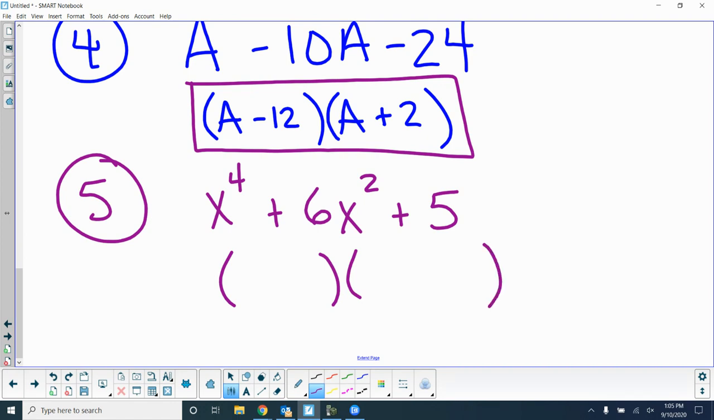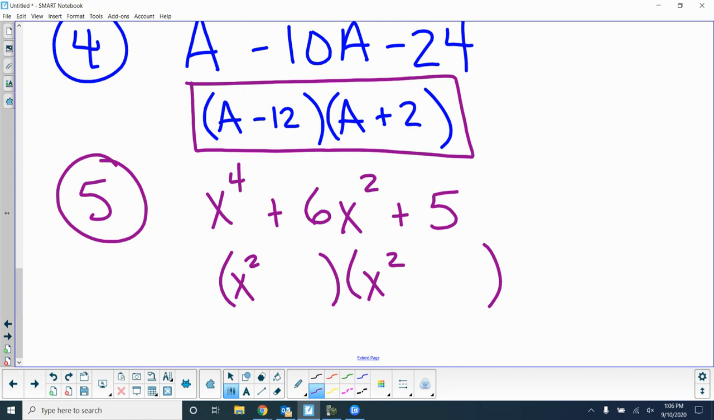Okay, so when it's x squared, we go x times x. Well, for x to the fourth, what do we do? Yeah, just cut it in half. x squared times x squared. But a lot of people see this 4 and this 2 and they're thinking, well, it's different. No different. And then what are the factors of 5? 1 and 5. Yeah, that's the only factors.